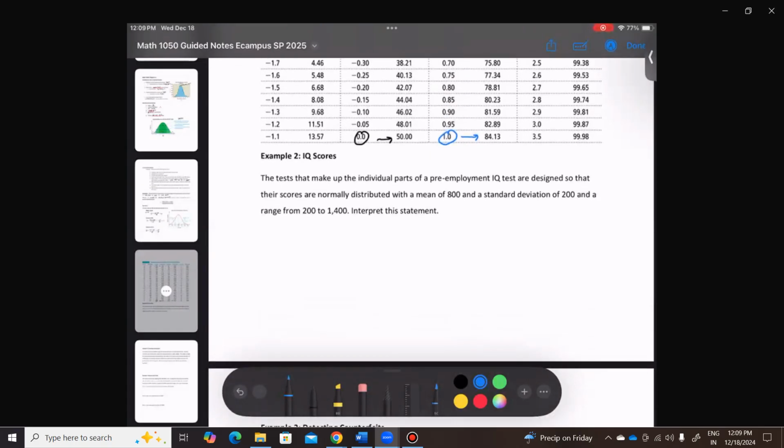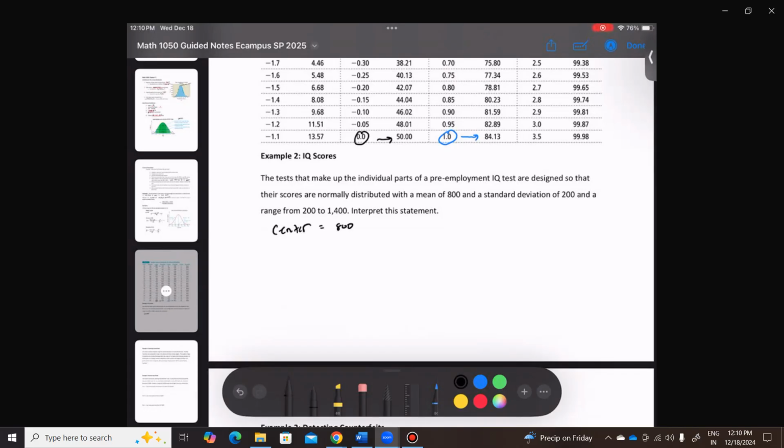All right, so the tests that make up individual parts of a pre-employment IQ test are designed so that the scores are normally distributed with a mean of 800 and a standard deviation of 200. So this is a different type of IQ test, with a range from 200 to 1400, and we want to interpret this statement. Right, so first, the center of the test is equal to 800. That's your mean.